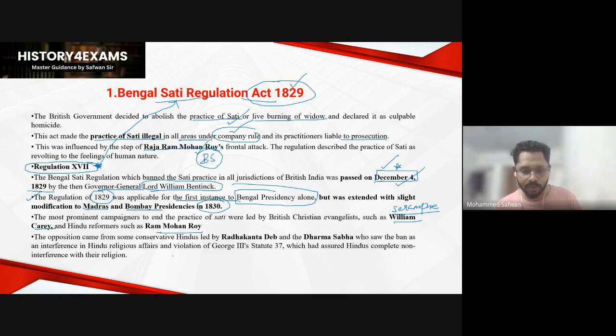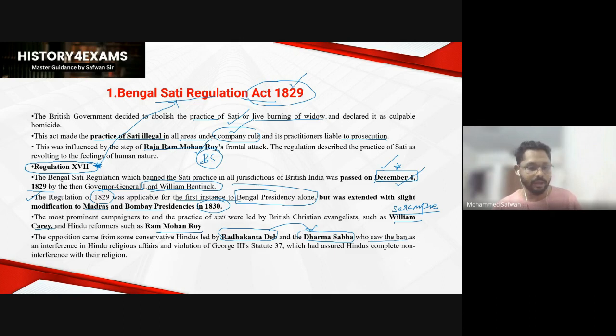Thus, we have one person called Radha Kanta Deb, who formed the Dharma Sabha against Brahma Samaj. Actually, this is a topic that you are going to study in the social reformation chapter, but we are going to discuss it here for the understanding of this topic. Under his Dharma Sabha, he opposed both Brahma Samaj and Raja Ram Mohan Roy. Okay. So just to note that.